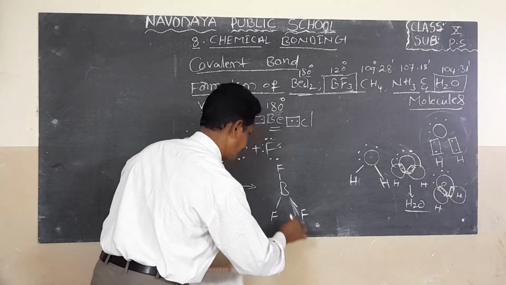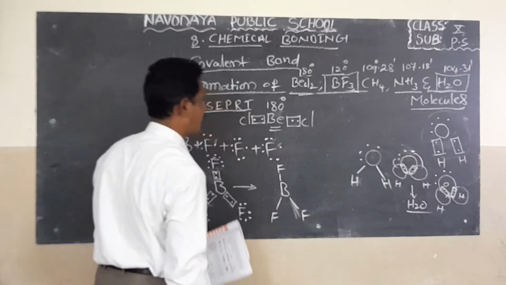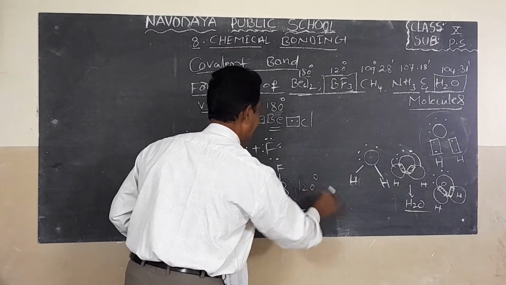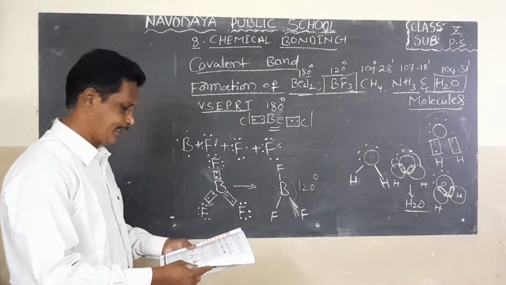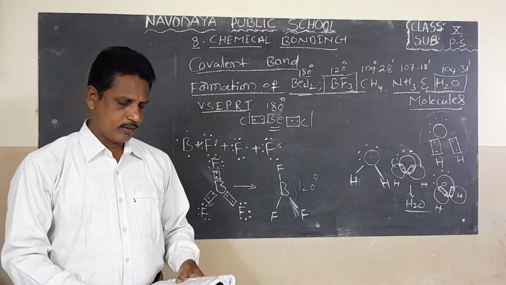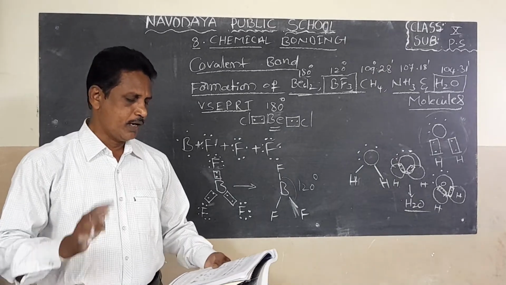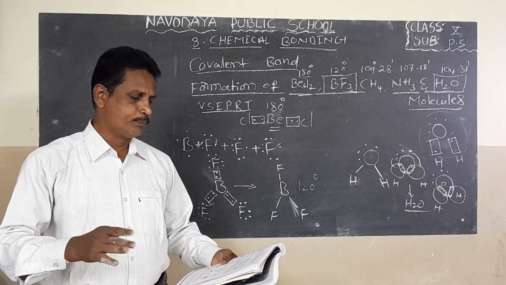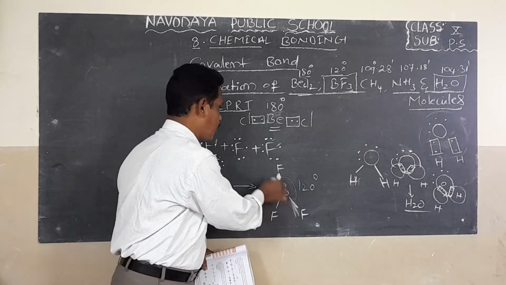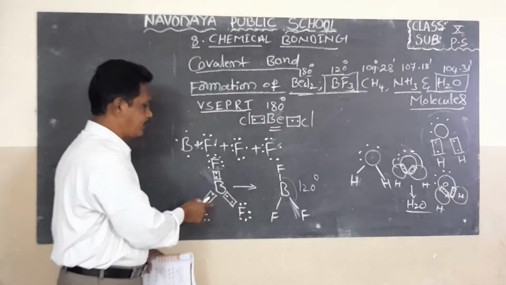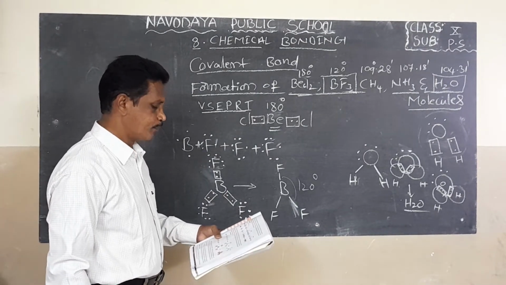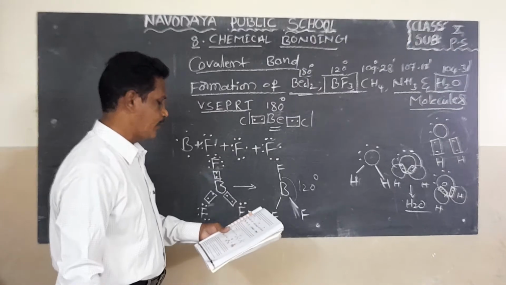The bond angle of the BF3 molecule is 120 degrees. If you see the fourth point, if 3 bond pairs are there in 3 covalent bonds, there are 3 single covalent bonds present around the nucleus of the central atom.